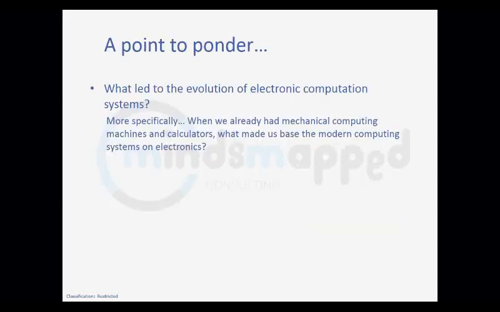For that, there were basically two needs which led our computing machines to be based on electronic systems rather than mechanical systems. One was switching speed.